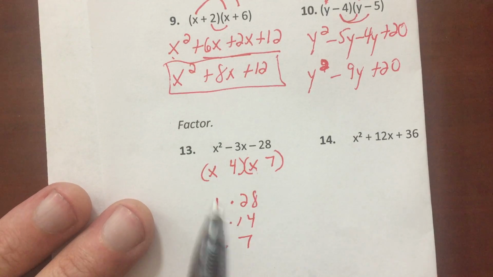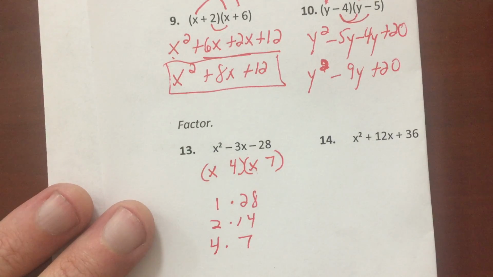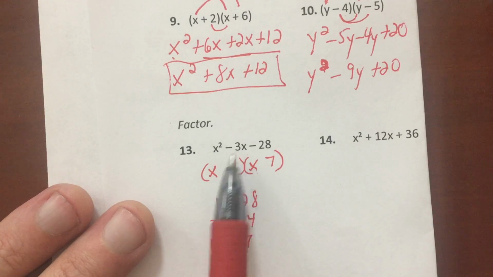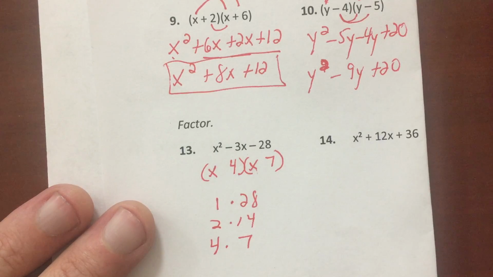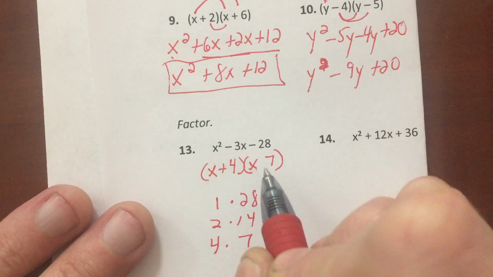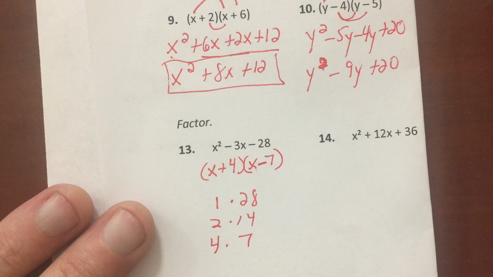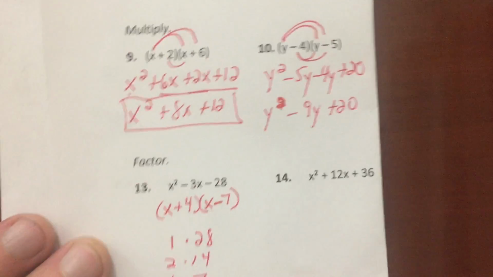When I want to think of the signs, I think of what kind of 3 is this in the middle? It is a negative 3. What kind of 4 and what kind of 7 would combine to make a negative 3? That would require a positive 4 with a negative 7. Those 2 together would make negative 3.